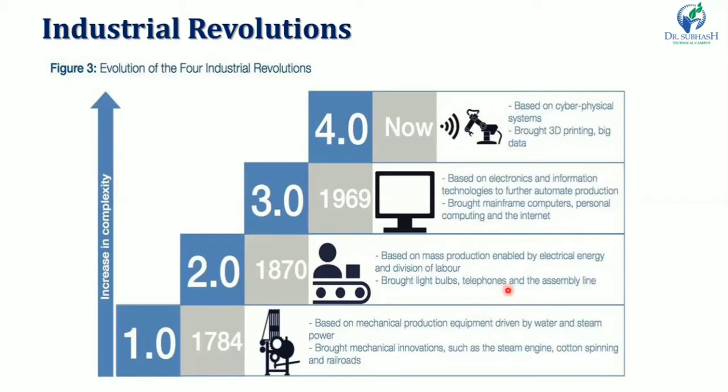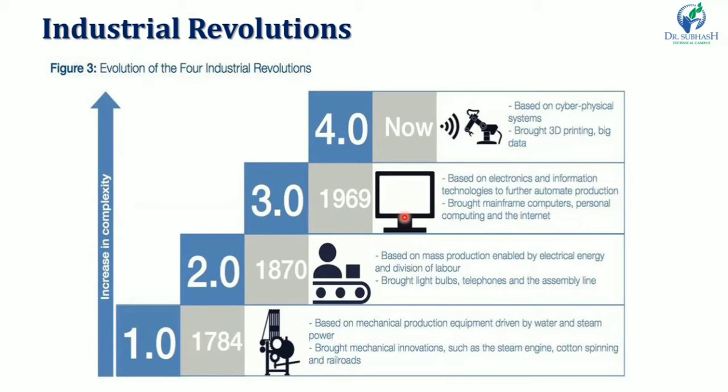So in the mid-20th century, or we can say in 1969, Industry 3.0 was introduced. It was based on electronics and information technologies to further automate the production system. In it, computers were introduced in industry, that is mainframe computers, personal computing, and the internet.